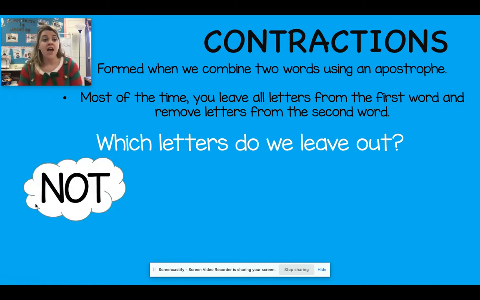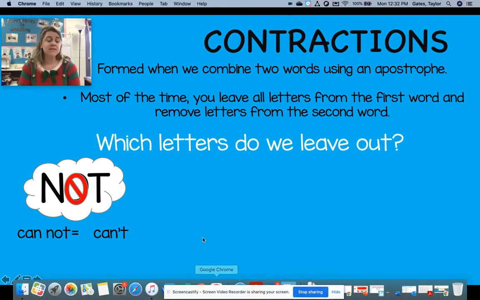The first word that is the most common to make a contraction with is the word not. When I'm making a contraction with the word not, which letter do I leave out? We are going to leave out the O. It looks kind of like it's still there, but that's a no sign, like no way. So if we make a contraction using the word not, we leave out the O and keep the N and the T. Let's look at an example.